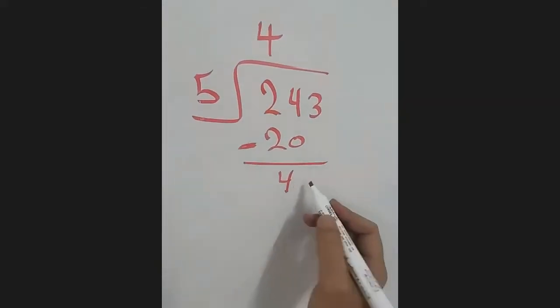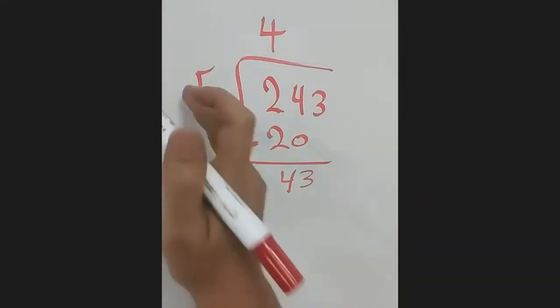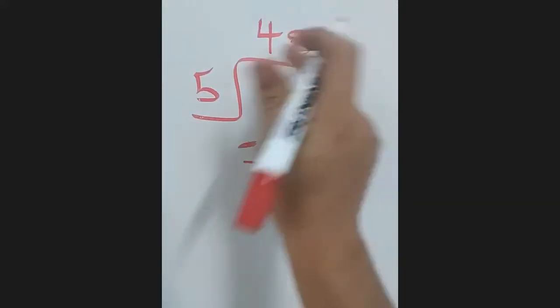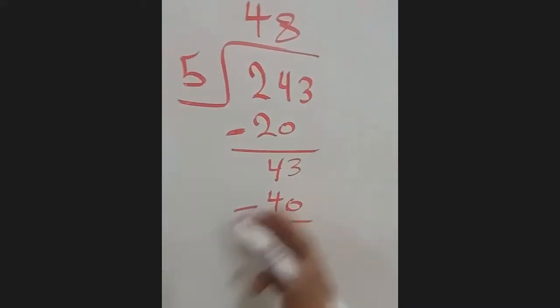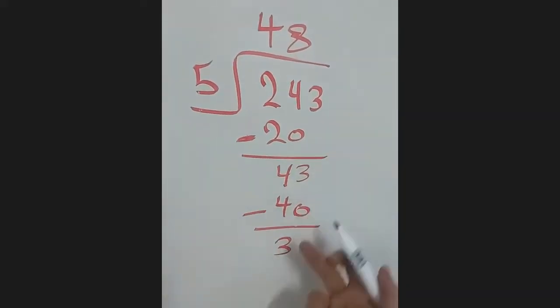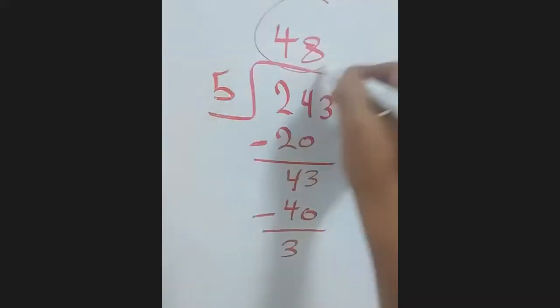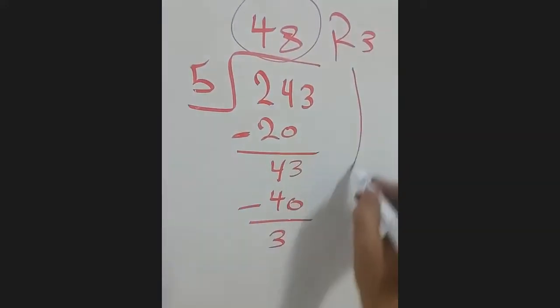Then we put the 3 down. Now we have 43 divided by 5, it is 8. 8 multiply 5, it is 40. Subtract, 3. Now we don't have numbers here, so the remainder is 3. So the answer is 48 with remainder 3.